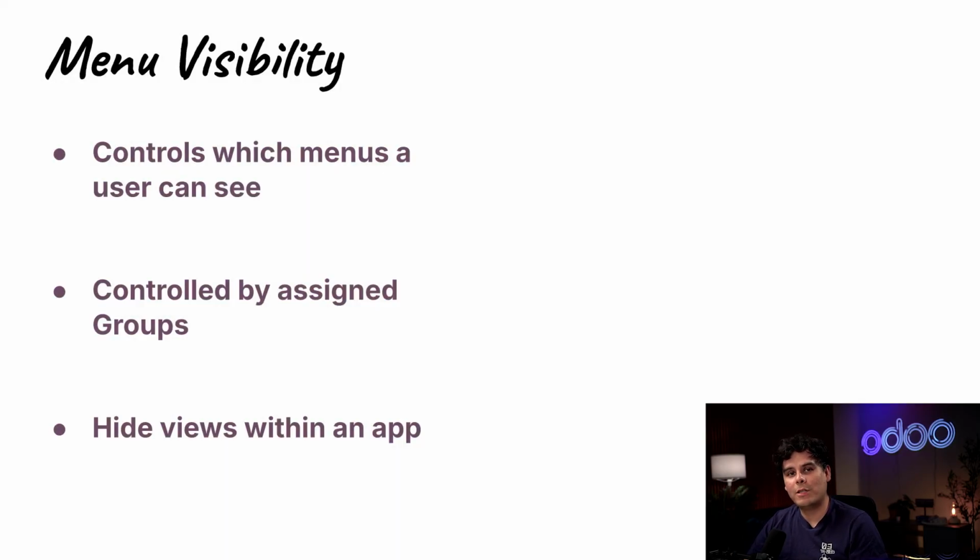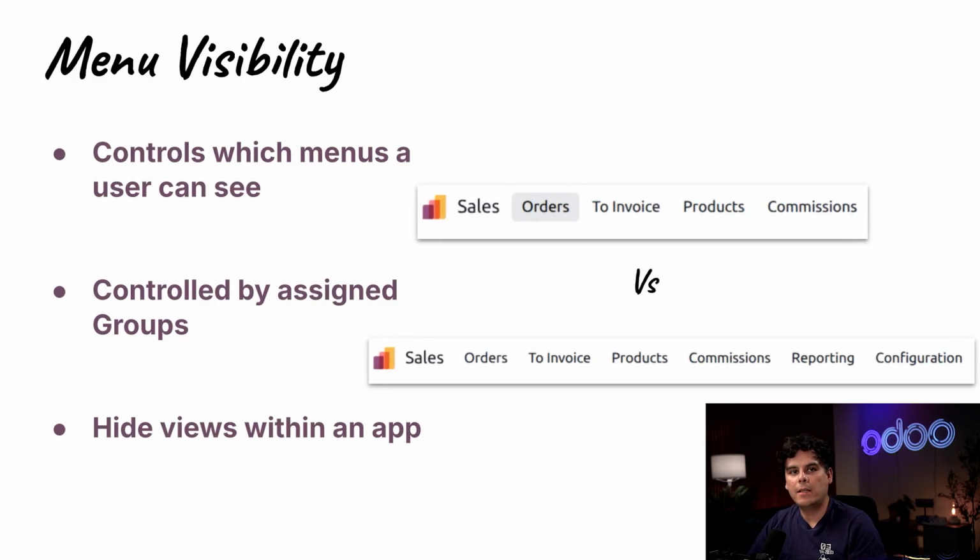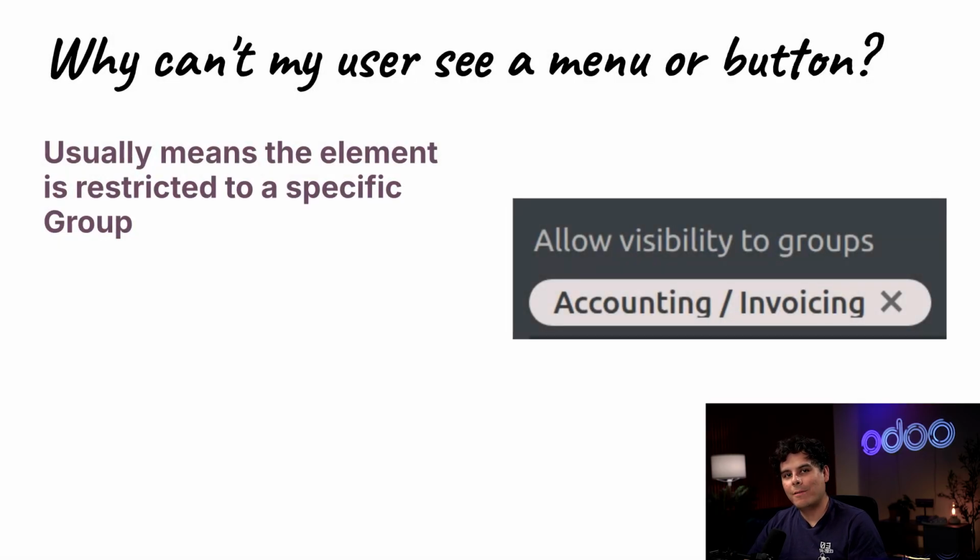Lastly, we should also mention menu visibility. This controls which menus a user can see within an application. If a group is assigned to a menu item, only users in that group will see that menu. This is managed via the menu tab inside of the group configuration. It's perfect for hiding views that aren't relevant to specific roles. Now that we have a handle on those concepts, let's go through some common issues and how to solve them.